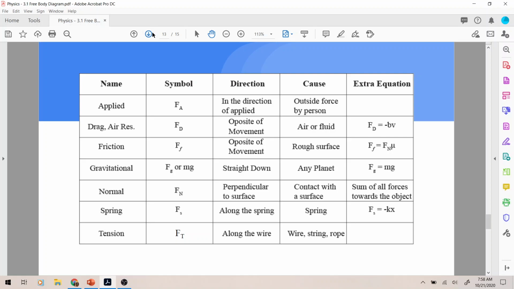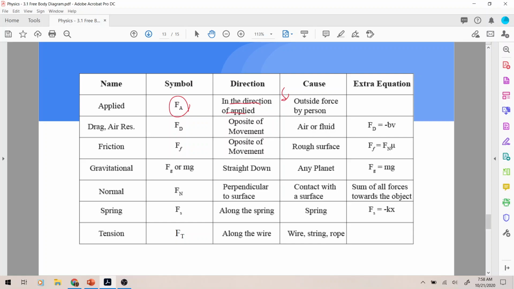All right, and this is basically the summary of it. If you have an applied force, it's basically shown with FA. What is the direction? In the direction of applied. What is the reason? When do you say that there's an applied force? There must be an outside force by a person. Is there any extra equation for it? No. Drag force, it's basically opposite of movement.